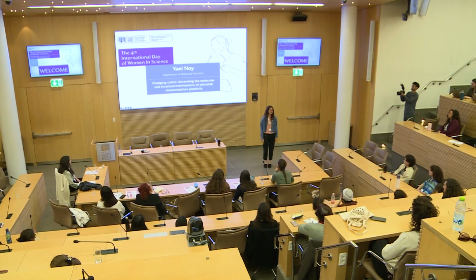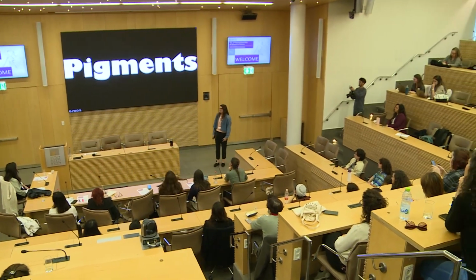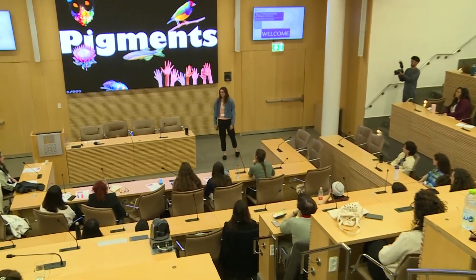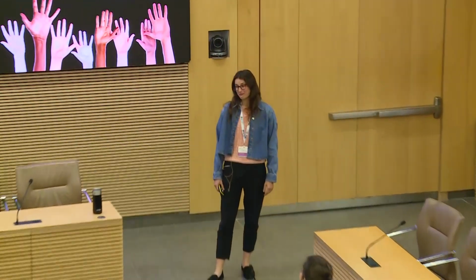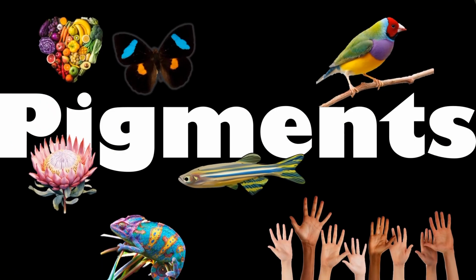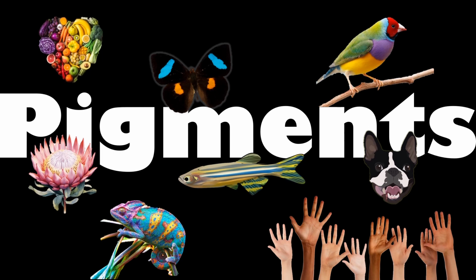Okay, so let's talk about pigments. Pigments are what make our world colorful and beautiful, and pigments are found throughout all kingdoms of life. Now, pigment cells function either by absorbing light or by reflecting and scattering light. And these pigments that reflect and scatter light are called structural colors.